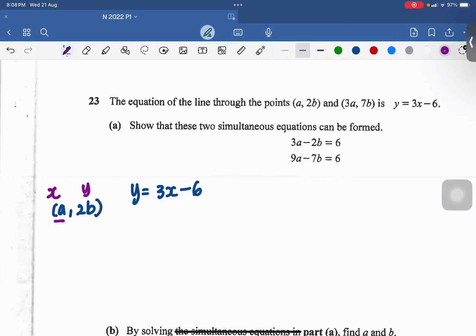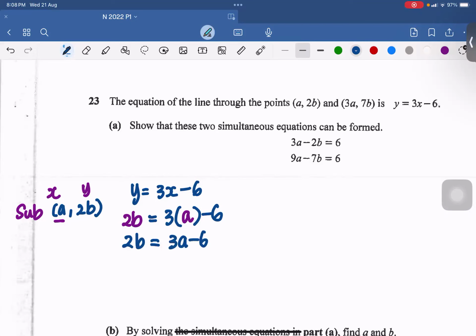So we sub this point inside the equation. The y now change to the letter 2b. Okay, then the 3, the x now change to the letter. X change to what letter now? Letter A. Minus 6. Okay, then I simplify this. I get 2b equals to 3a minus 6.